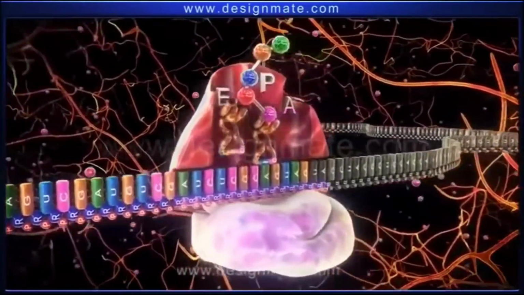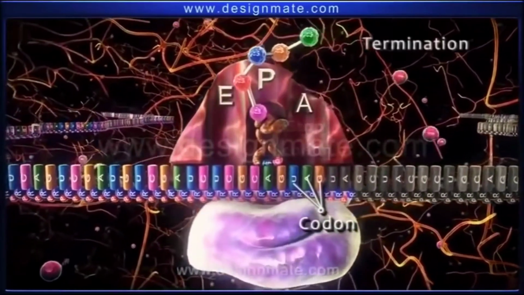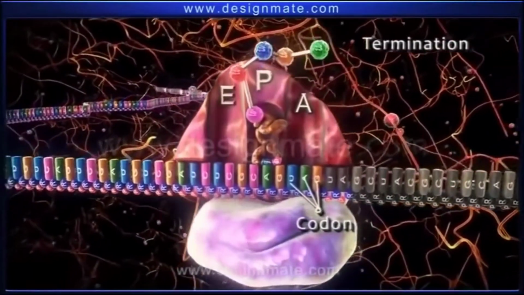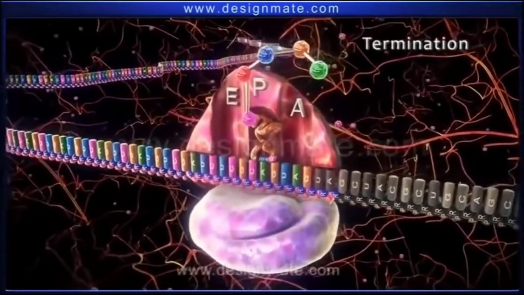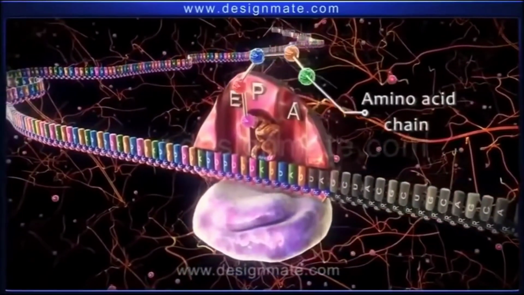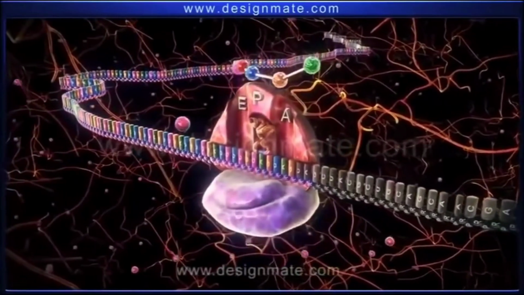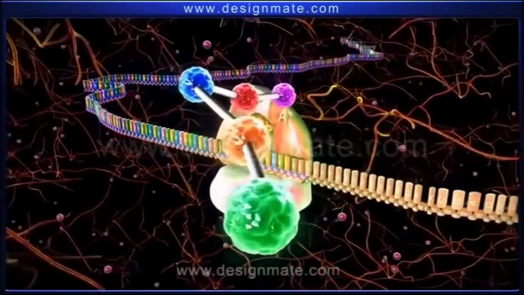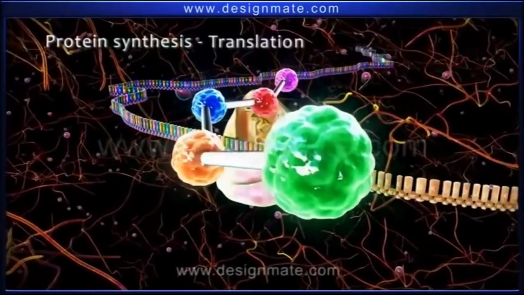Finally, when the UAG codon or the stop codon reaches the A site, elongation is terminated. Termination is the last stage of protein synthesis. The chain of amino acid molecules is released from the ribosome. This released amino acid chain is the protein, and this part of protein synthesis is known as translation.